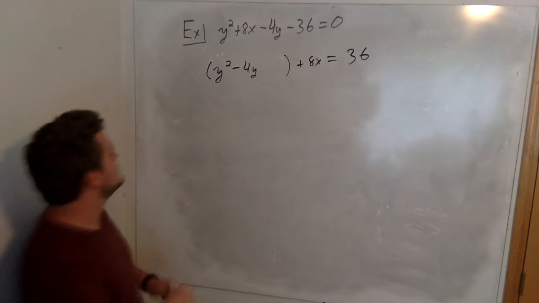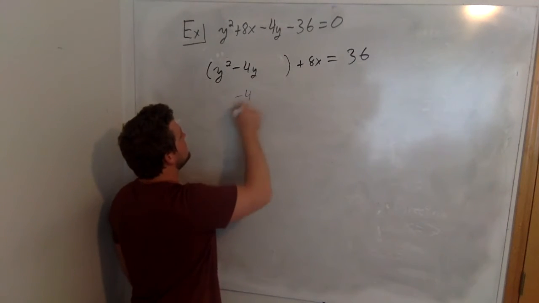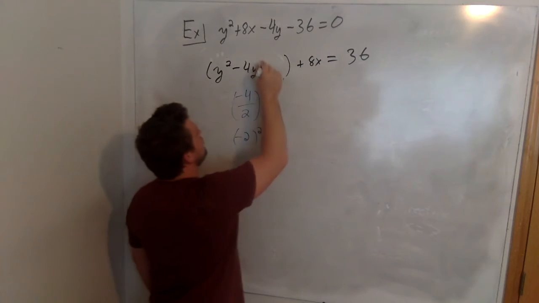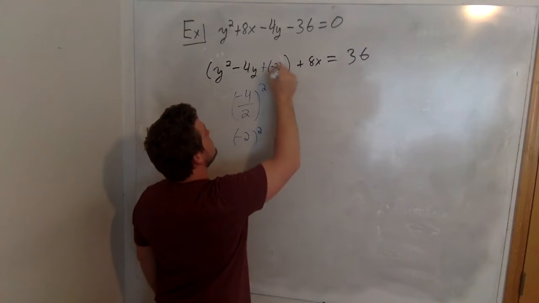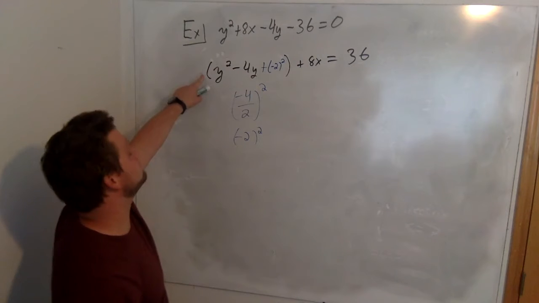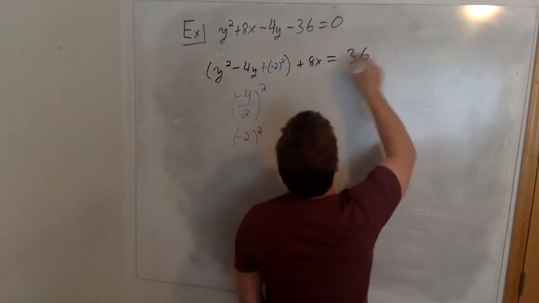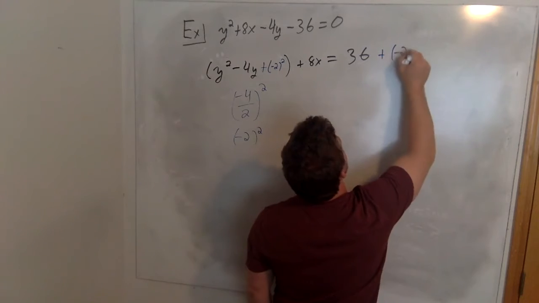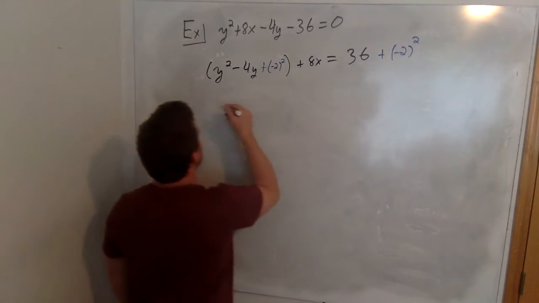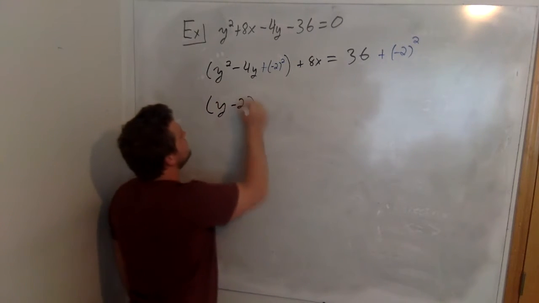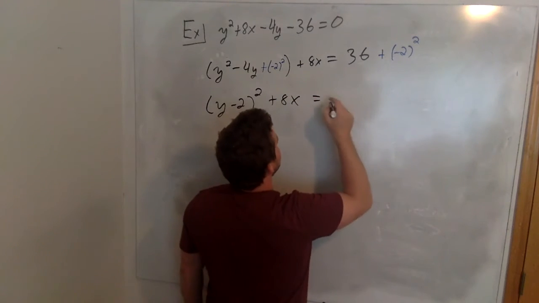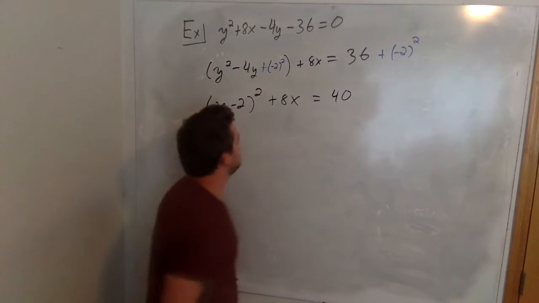All right. Let's complete the square on y. So we'll take that -4, cut it in half, and square it. So we'll want to add a -2 squared inside the parentheses. In this case, there's a coefficient of 1 in front of the parentheses, so we really did add a -2 squared to the left. So we'll want to add that to the right. This will factor to y minus 2 squared plus an 8x. This will be 36 plus 4, so that'll be a 40.